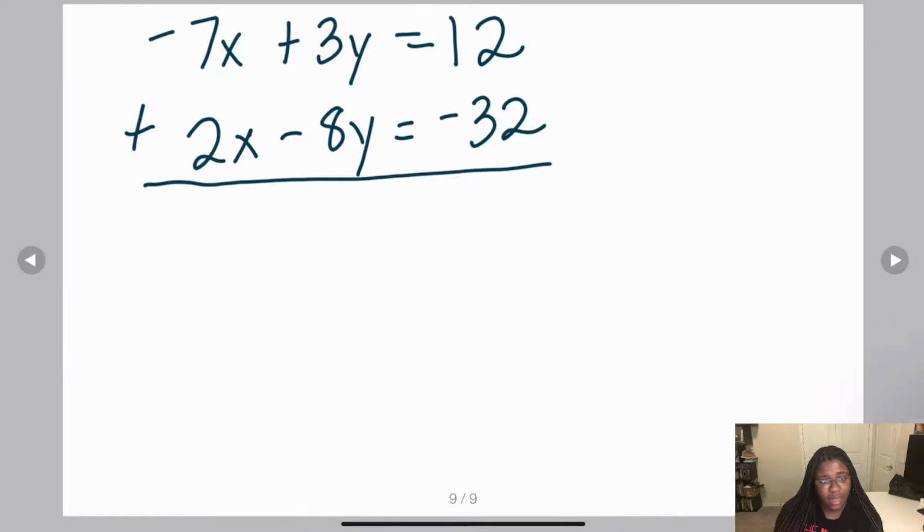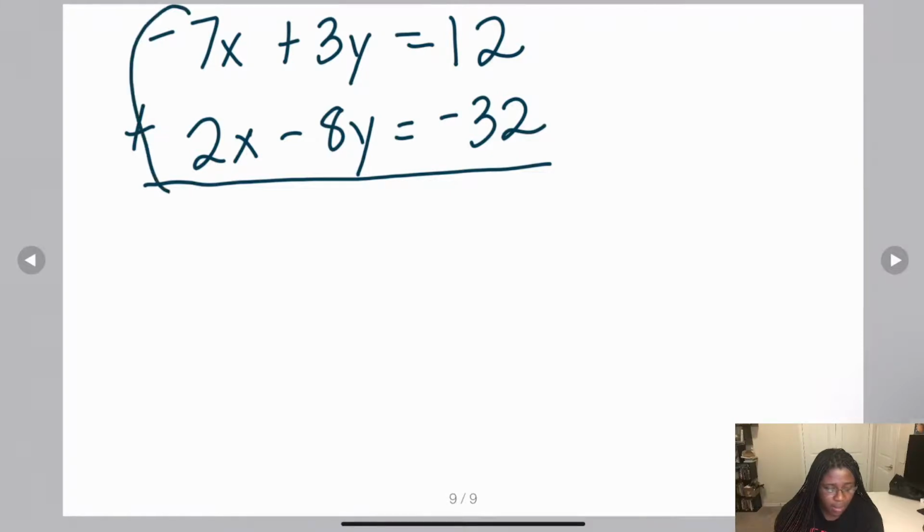In this case, it doesn't matter if you want to make your x's the same number where one is negative, or if you want to make your y's the same number and one is negative. We can try both ways and you'll see you'll get the same answer. But in this case, I'm going to go ahead and make my x's the same number where one is negative.